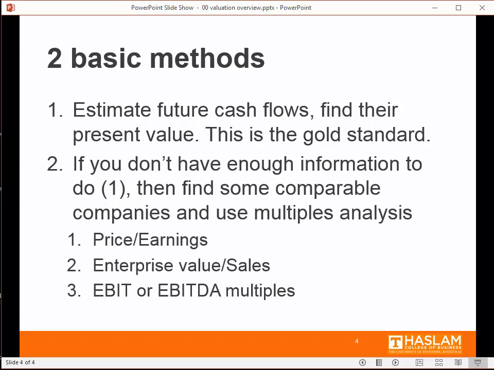Nonetheless, number one, the gold standard. Number two, what you do if you don't have enough information to apply future cash flows. And we will start off with number two, which is estimating values of companies using multiples analysis.